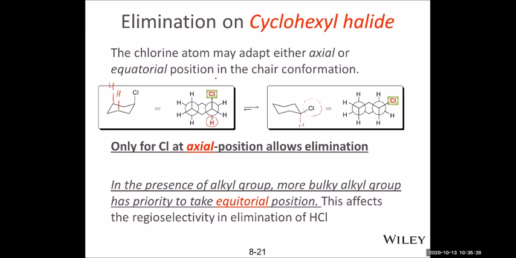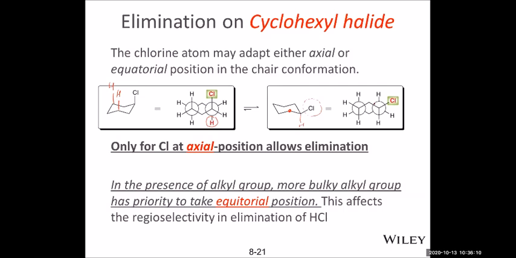If chlorine is on the equatorial, that's a problem. For the anti-coplanarity, this is the beta carbon. On this position, this is not a hydrogen. And likewise, this is not a hydrogen. Therefore, for the chlorine on the equatorial, there's no beta hydrogen available to line up in the anti-coplanar alignment. So that's why the chlorine on the equatorial is not able to allow the reaction, unfortunately, even though it's more stable.